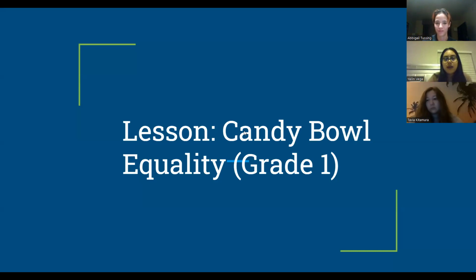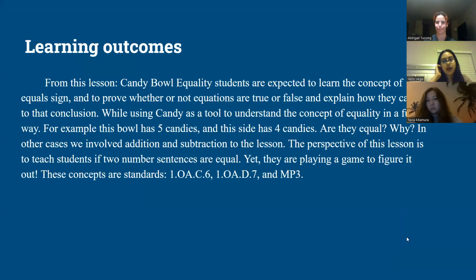All right. Our lesson is the Candy Bowl Equality for grade 1. The learning outcomes are for students to learn the concept of equal signs, to prove whether or not equations are true or false, and to explain how they came to that conclusion, while using candy as a tool to understand equality in a fun way. For example, this bowl has 5 candies and this other bowl has 4 candies. Are they equal? Why? In other cases, we involve addition and subtraction in the lesson.